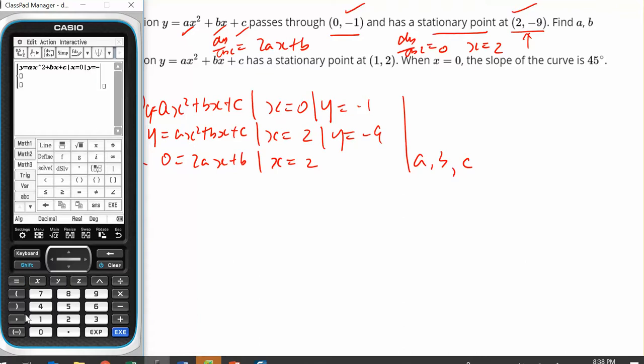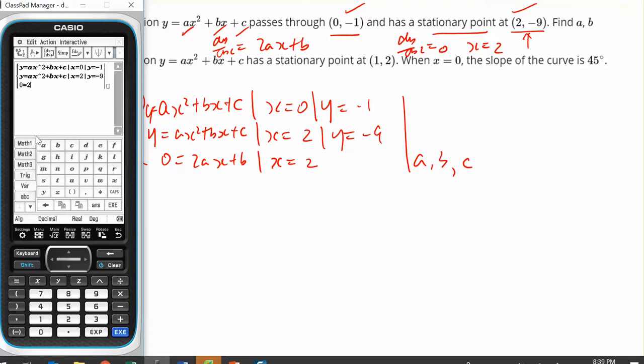Okay, so done. Now, I'm just going to recycle this because I can use it for the second equation. I just need to change the numbers. So given x equals 2, y equals negative 9. These are actual points on the graph, on the original equation. Now, for the third one, we know the derivative equals 0 when x equals 2.